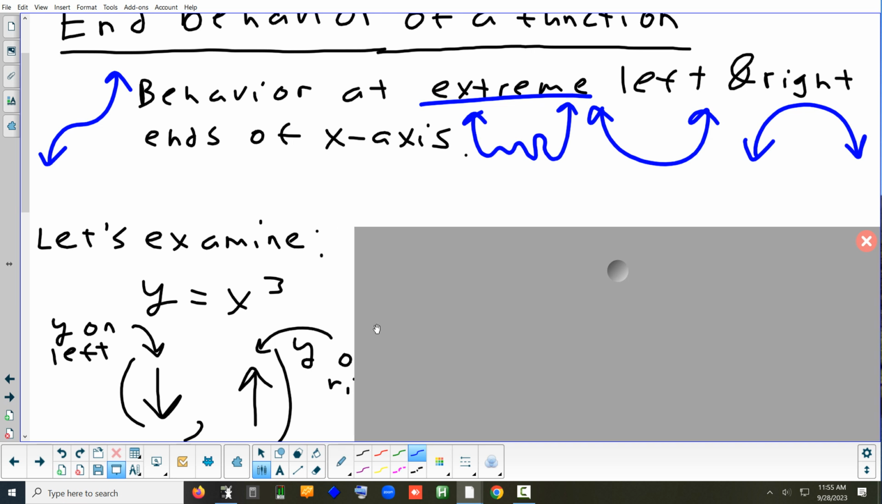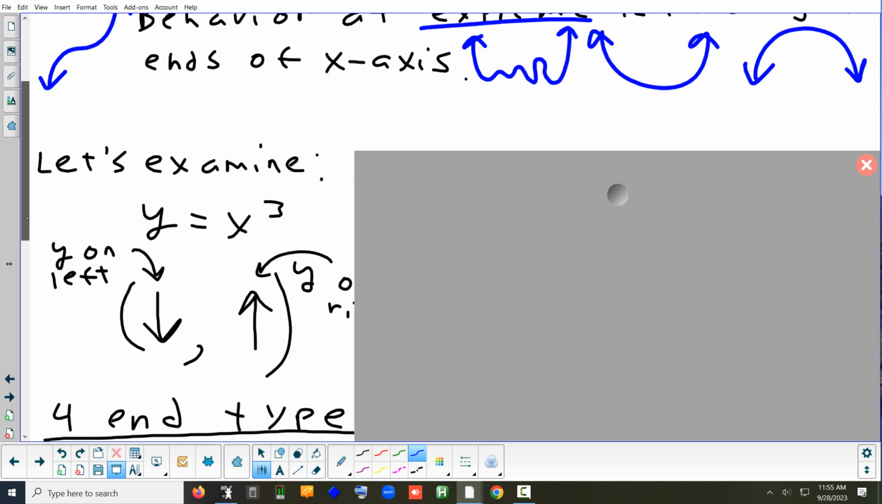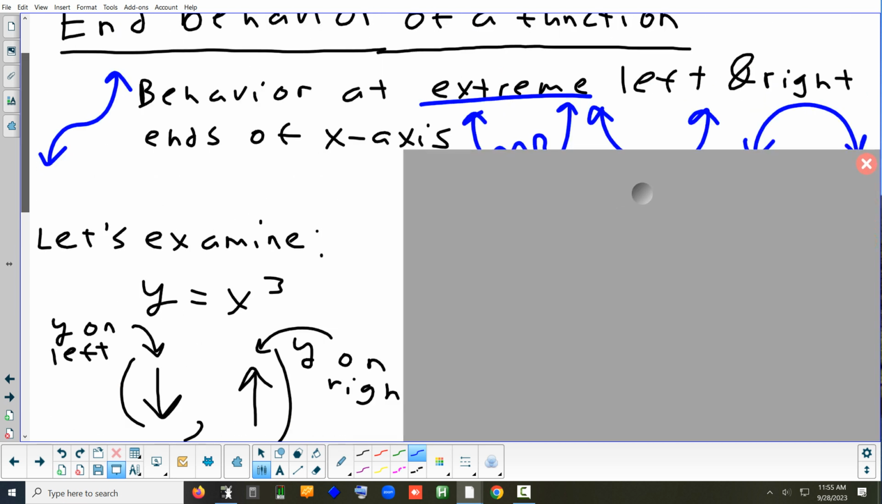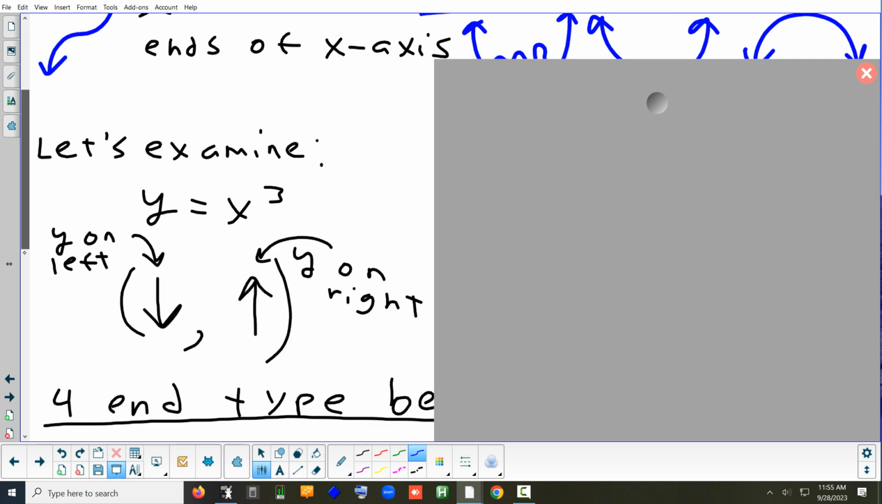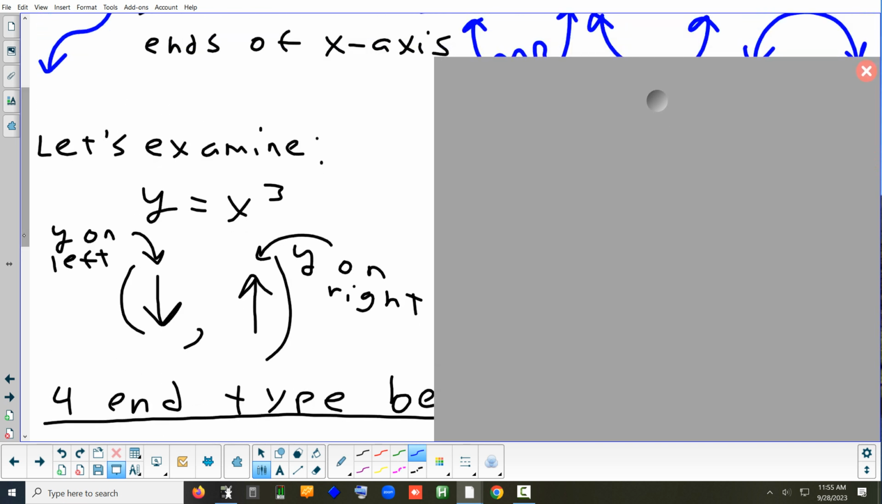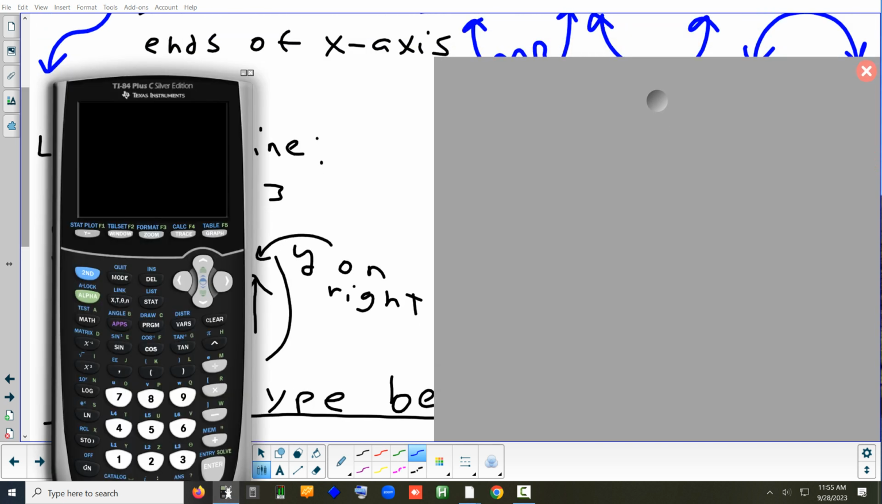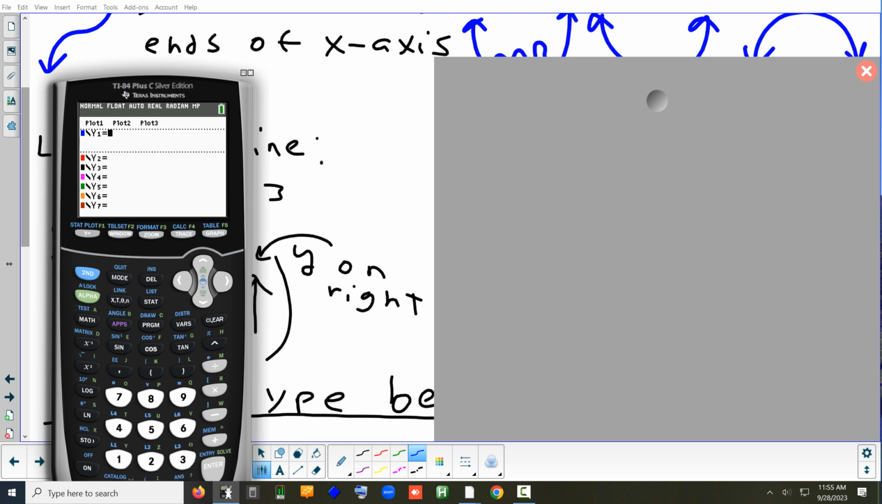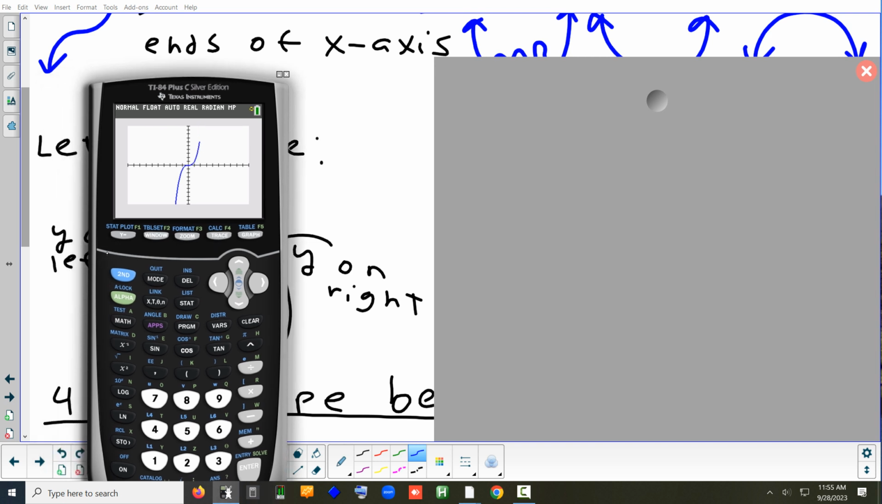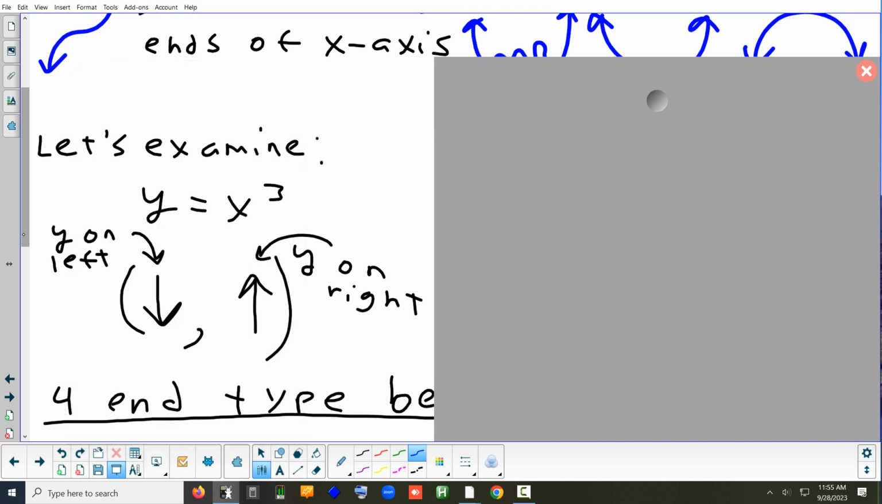So, let's look at the graph of y equals x cubed. Y equals x cubed. We type it in. There's two ways we can describe the end behavior. What would you say it's doing on the left side? Going down. And on the right side? Going up. So this is one way to describe it.